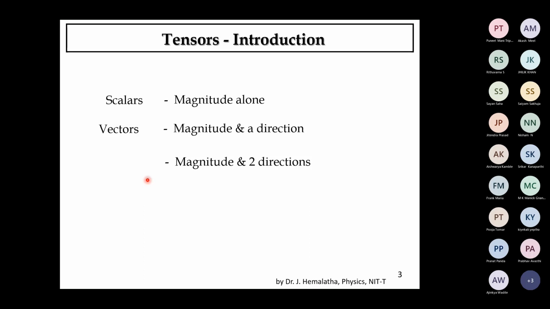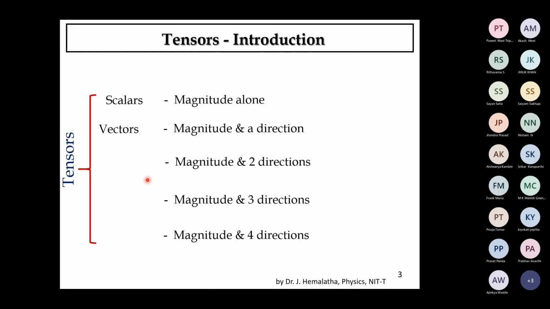There may be some cases like this also. You may require a magnitude along with three directions. There is a possibility that you require a magnitude and four directions to describe some physical entity, right? The common name for all such things is tensor. So tensors are mathematical tools, or mathematical representations, that can be used to describe any physical property or physical system, just like scalar and vector.